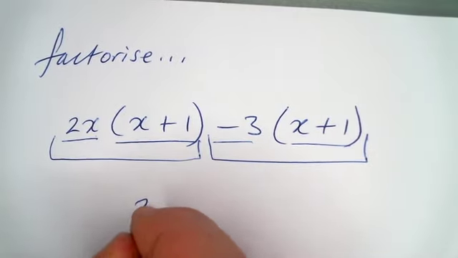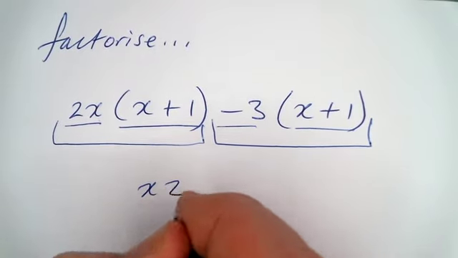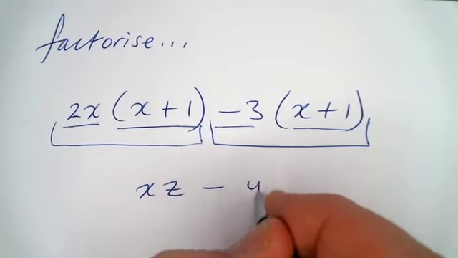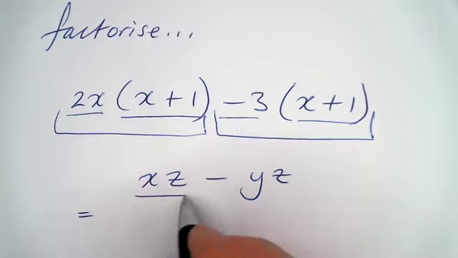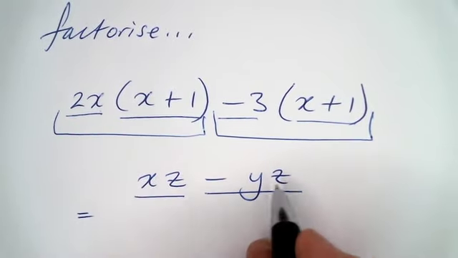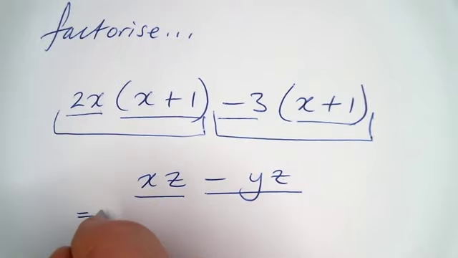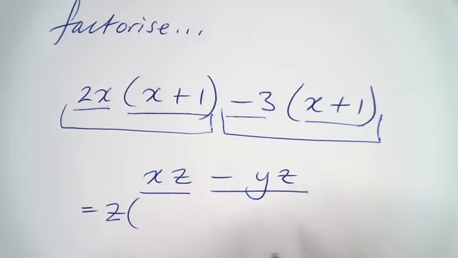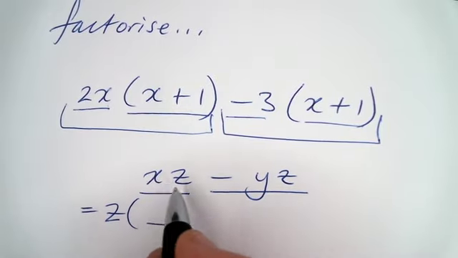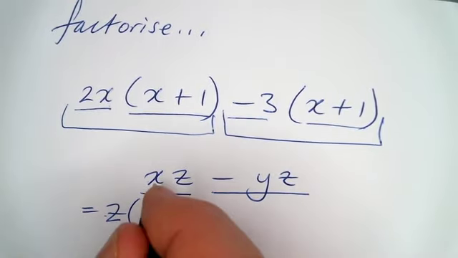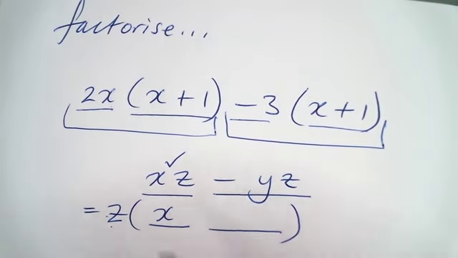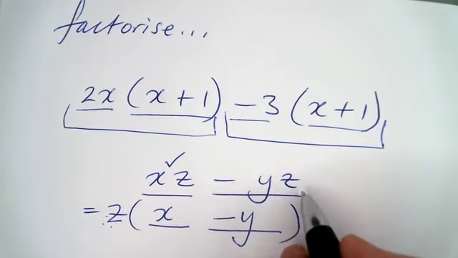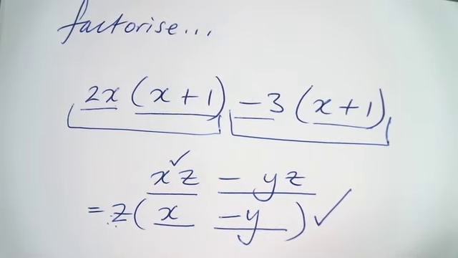Let's say I had xy, or let's go xz, that's better, minus yz. So now my question is, if we were to factorise this, what is common to this and this? There's a z that's common, so I'll put the z outside the brackets. And now I ask the question, what times z makes xz? Well, x times z makes xz. And what times z makes negative yz? Well, negative y times z makes negative yz. So there's my factorisation.